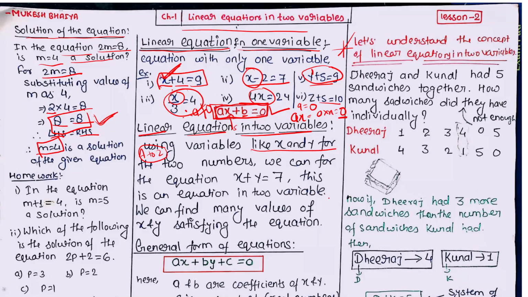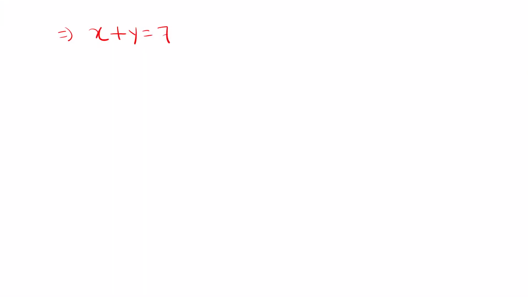Using variables like x and y for the two numbers, we can form the equation, for example, x plus y equal to 7. Now this is an equation in two variables, because two variables are used, x and y, and we can find many values of x and y satisfying this equation. I said we can find infinite values of x and y to satisfy this equation.